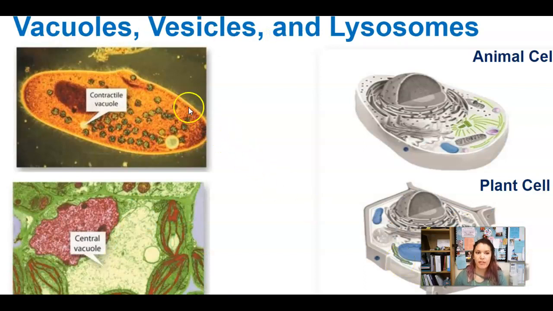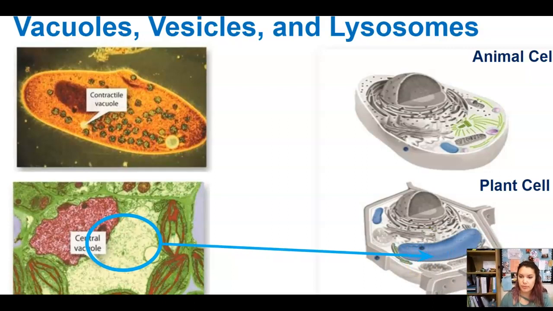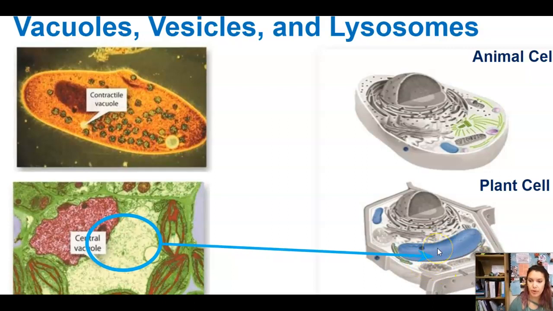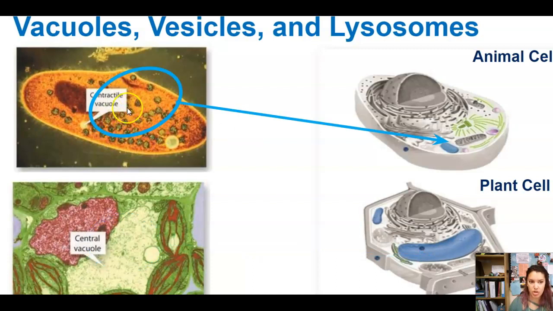Okay, so vacuoles, vesicles, and lysosomes. What are these? What do they do? The central vacuole is right there. It is what contains a lot of the water and the nutrients plants need. You won't typically see large vacuoles in animal cells. They have contractile vacuoles, which are very, very small compared to what a plant would need.